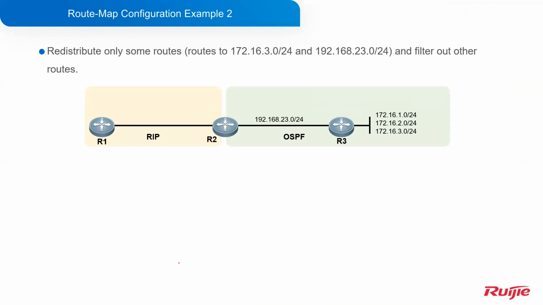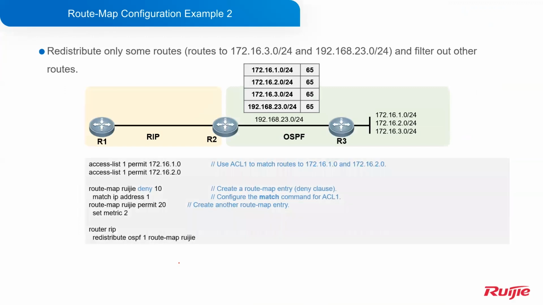For example, routes to 172.16.3.0 and 192.168.23.0, and filter out other routes. Okay, so let's see how to do that. Since we want to filter out some of the routes, we should use ACL here to match them. Use ACL 1 to match both 1.0 and 2.0. Then use them in the route map.